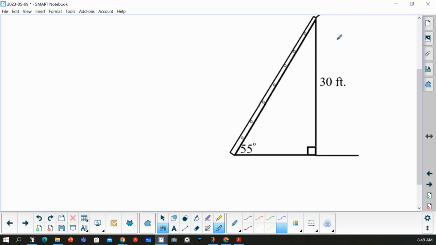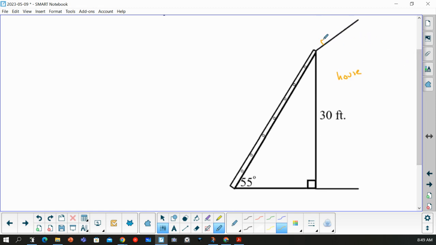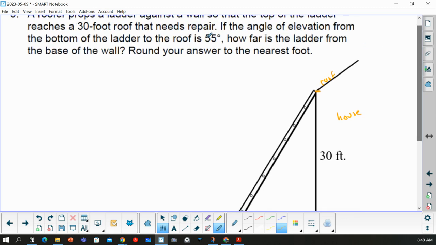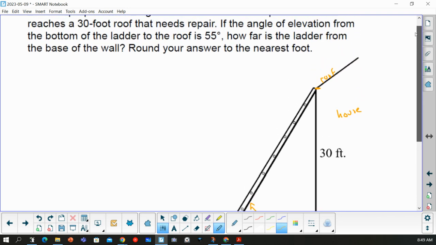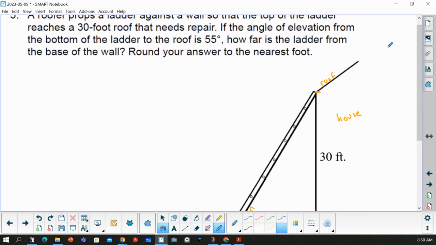This is the house right here. And that's the roof right here. Here's the roof. And notice I went ahead and labeled, we've got a 30-foot height up to the roof. It also says that the angle of elevation from the bottom of the ladder to the roof is 55 degrees. So the ladder to the roof, that angle of elevation is 55 degrees. That's why that angle is right there. The angle of elevation is above a horizontal line.